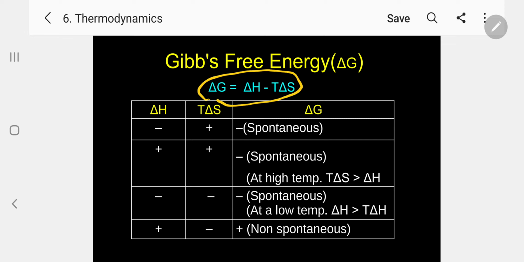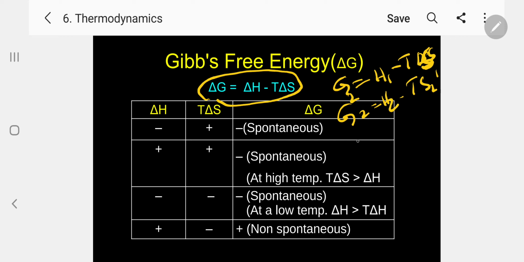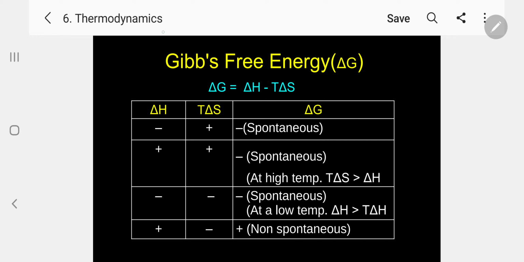This is actually from the definition of G. We can get G1 equals H1 minus T S1 at a constant temperature. Then G2 equals H2 minus T S2. So if you write G2 minus G1, that is delta G, equal to this equation. So easily we can get that. The condition is, for a spontaneous process, delta G should be negative.